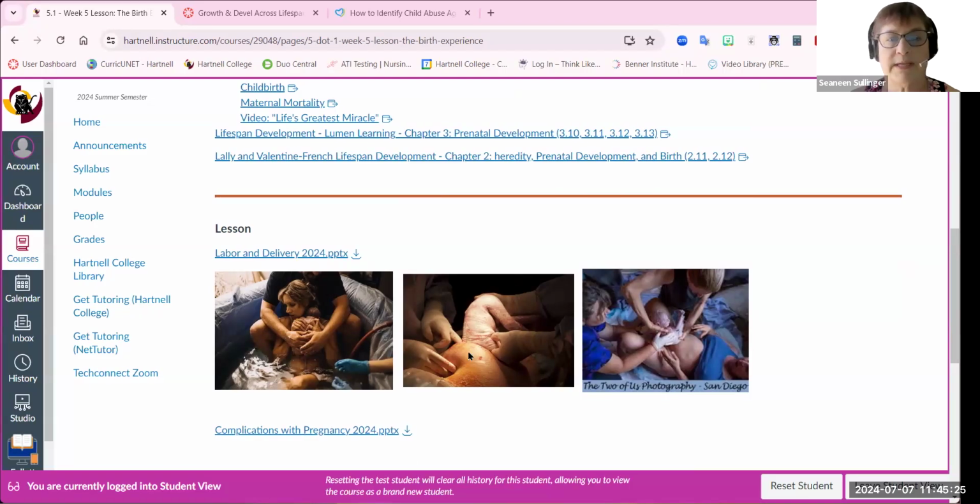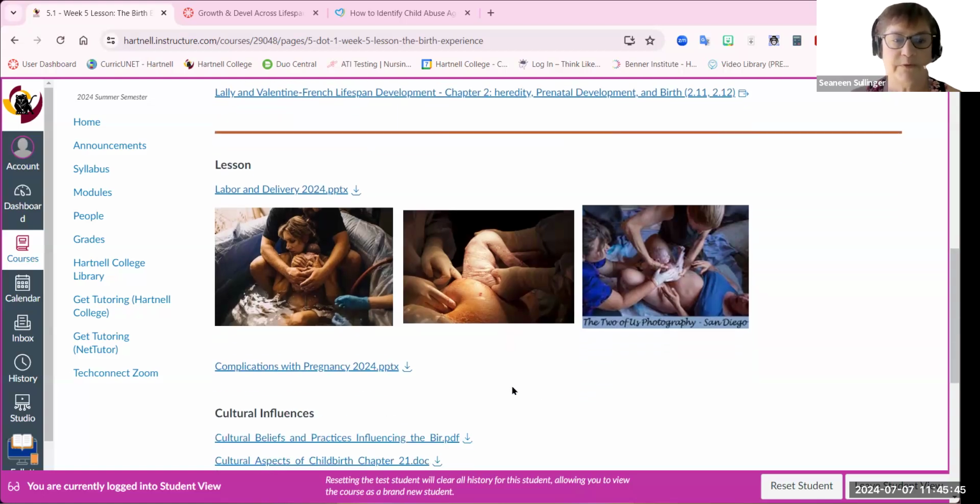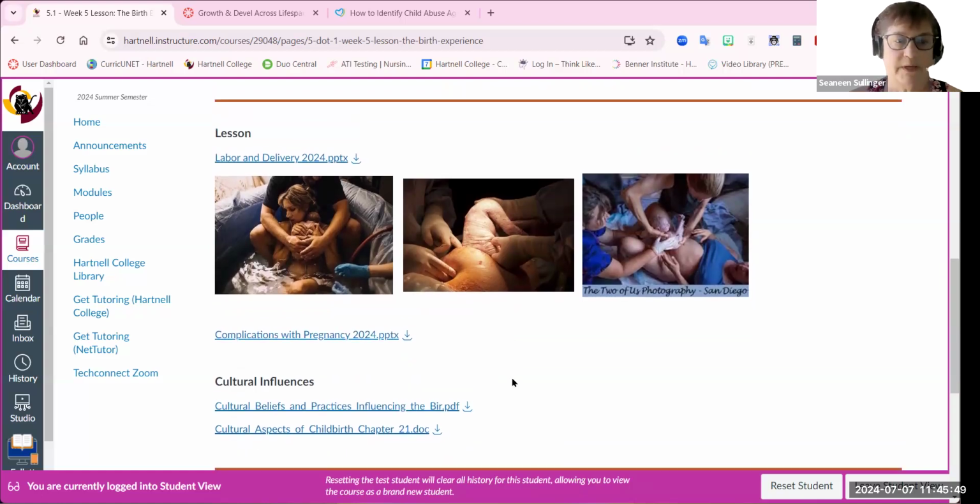The one in the middle is actually a C-section birth, and the baby's actually coming out breech, so butt first, buttocks first. And then the one on the right-hand side is a vaginal delivery. It looks like those might be midwives or doulas. And there's the mother right there. So I thought pictures, for those of you that haven't experienced that, might find that somewhat interesting.